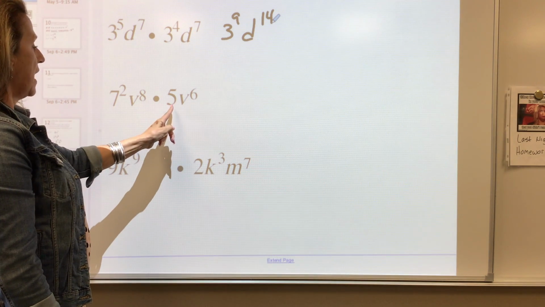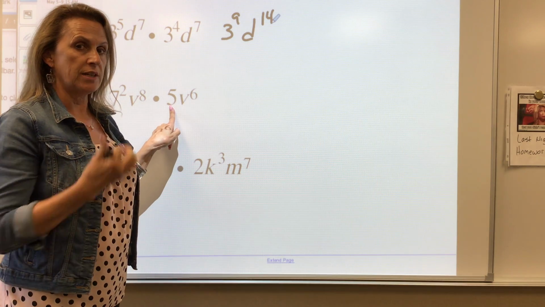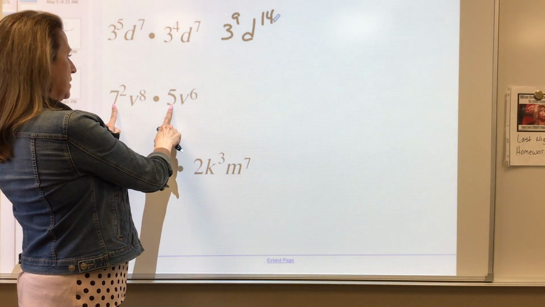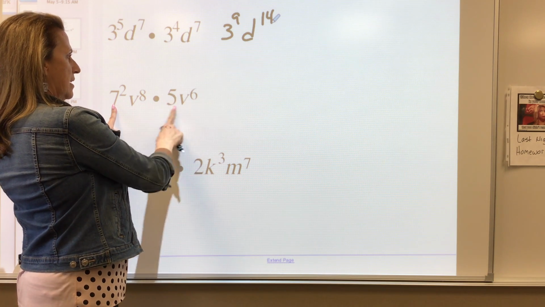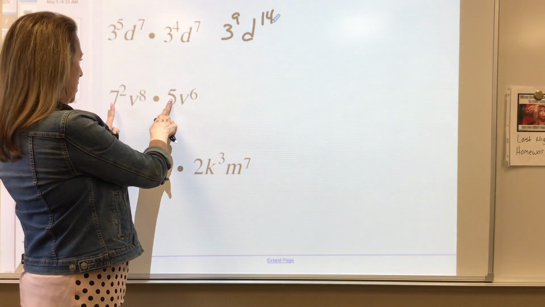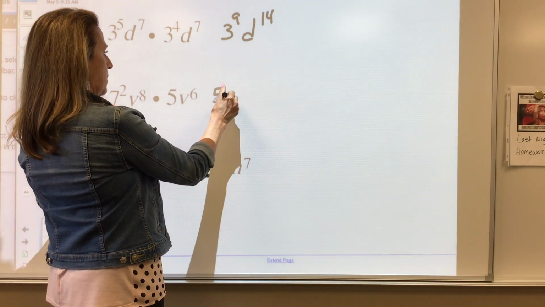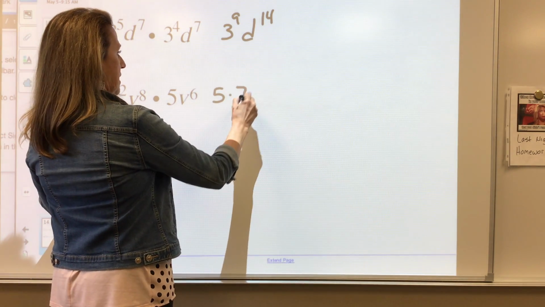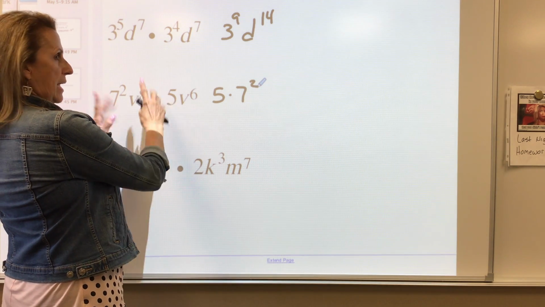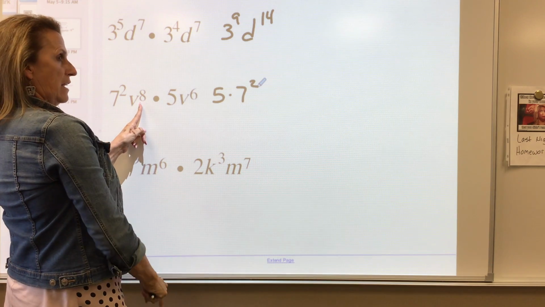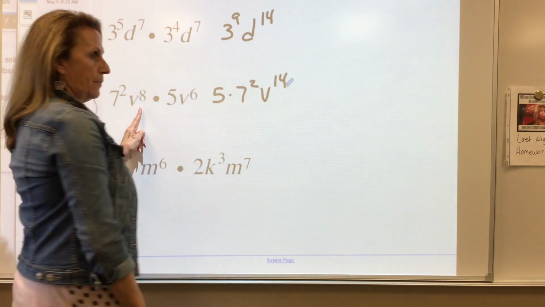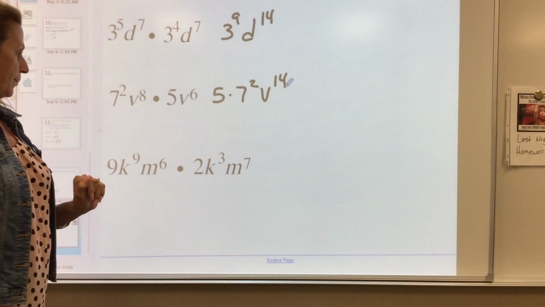7 squared and 5. 5 is just a coefficient, and it's got no exponent to it, so I can't put it together with this, because this is a base, this is not, it's just a number. So I'm going to keep my 5 separate, and I'm going to keep my 7 to the second separate, because they're not the same base, so I can't put them together. I have 8 V's and 6 V's, so I have 14 V's. And I'm just going to leave it like that for now.